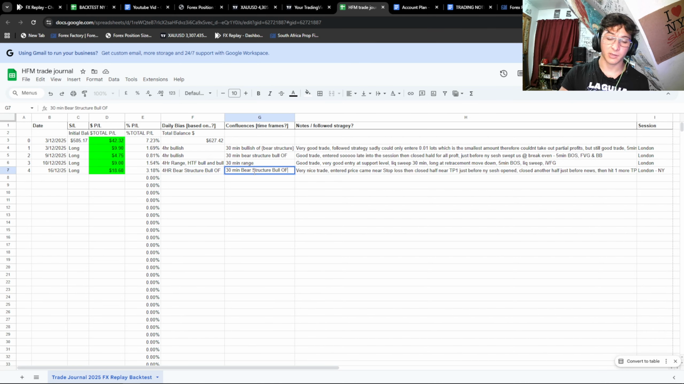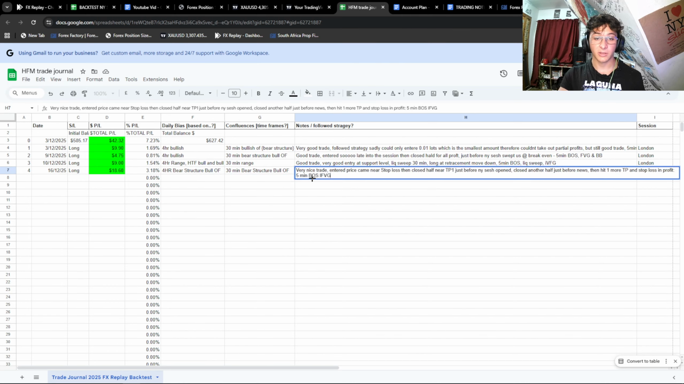The same with the 30-minute, had a bearish structure, bullish order flow. Said this was a very nice trade. A very nice trade. We entered, and then price came so close to our stop loss. But then, luckily, we closed half of our position here, take profit one just before New York session opened, closed another half just before news, and then we hit one more take profit, and then stop loss at profit.